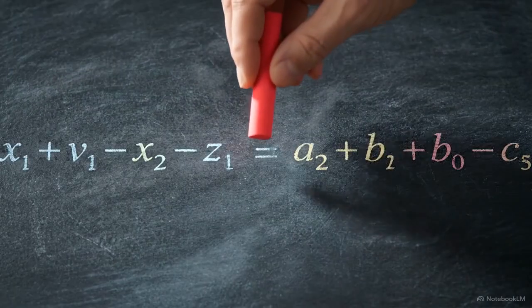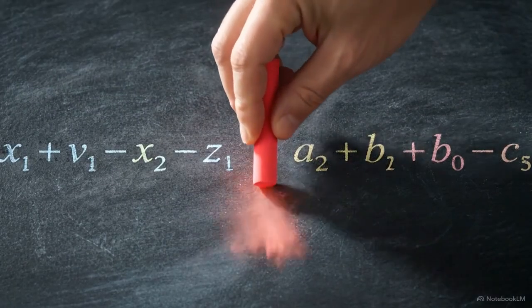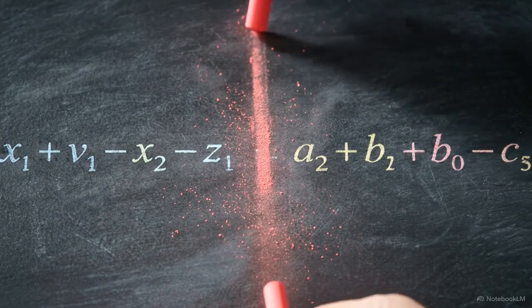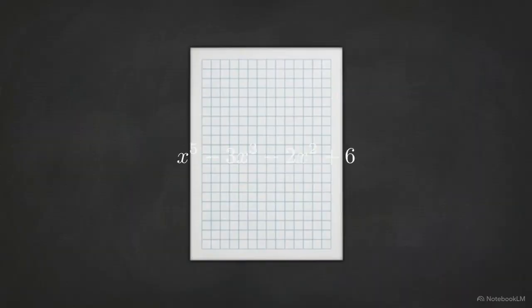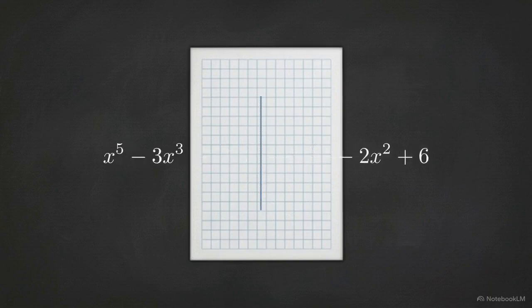Step 2 applies when you are facing 4 terms. In this case, we use the factoring by grouping strategy. For x to the fifth minus 3x cubed minus 2x squared plus 6, we split the polynomial into 2 distinct halves. We find the common factor for each independently.